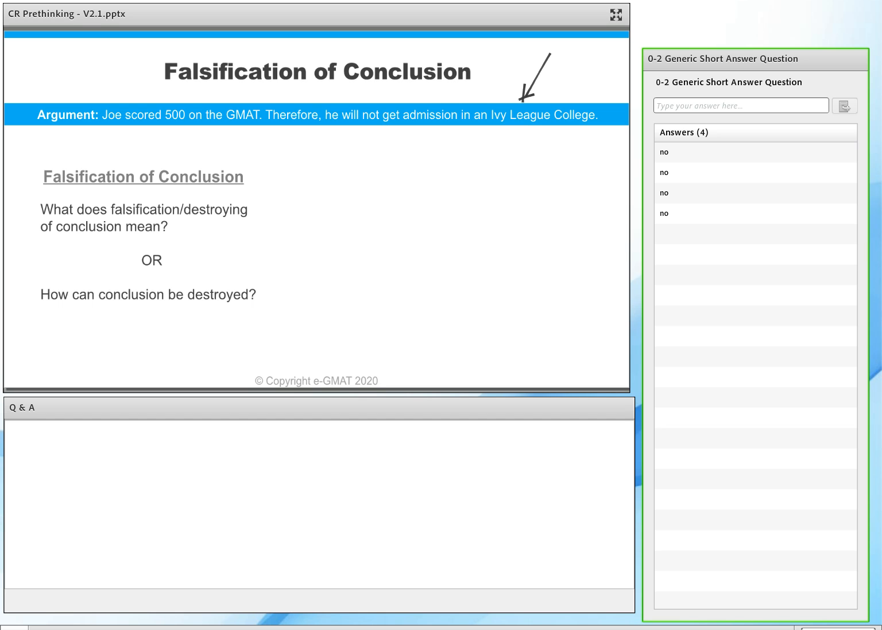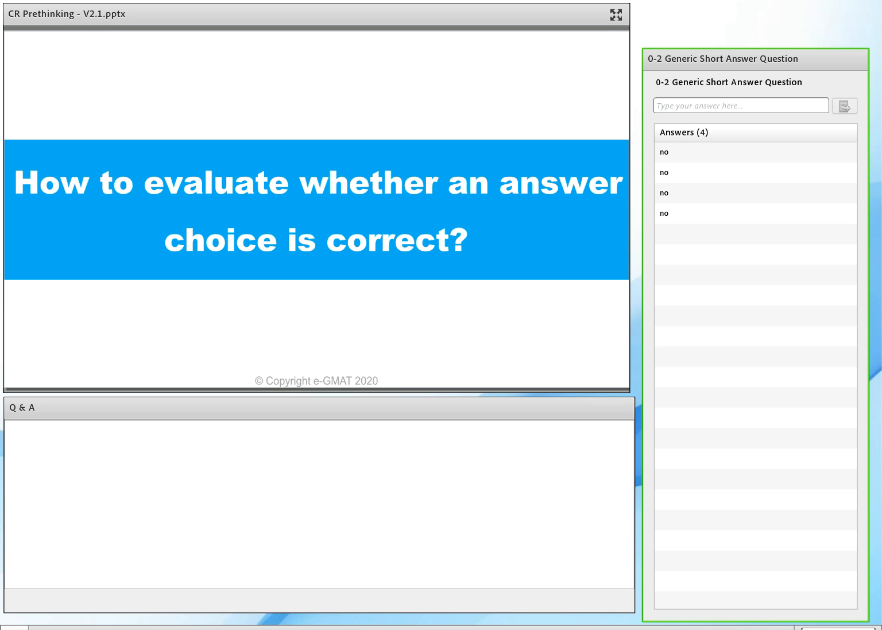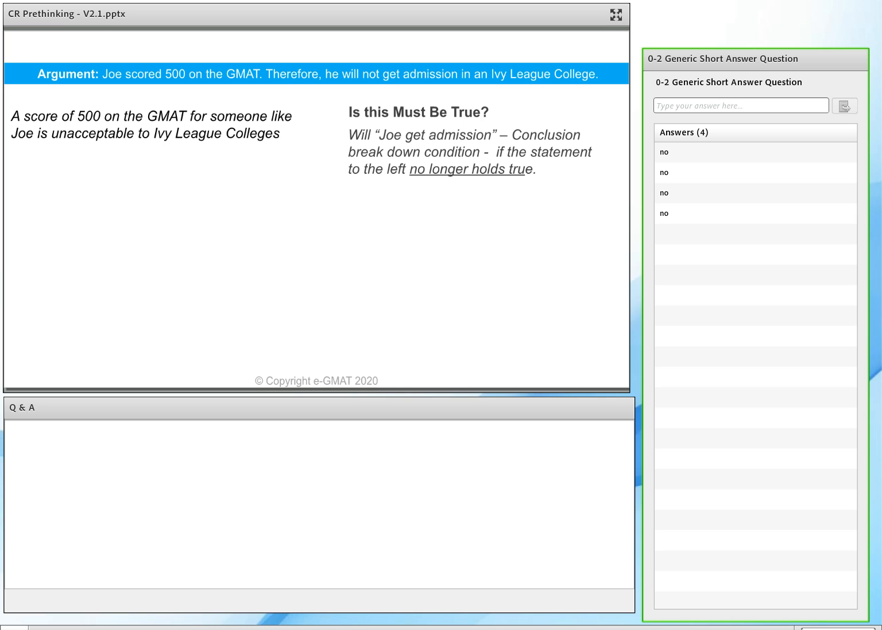All right. So let's talk about what falsifying the conclusion means. Falsifying the conclusion means that Joe gets admission despite scoring 500. If that happens, we've falsified the conclusion. We've destroyed the conclusion, or invalidated it. They're all the same things. Okay, so how do we figure out that the statement we came up with is a true assumption? What's the litmus test? This was the statement we came up with: a score of 500 on the GMAT for someone like Joe is unacceptable to Ivy League colleges. So the question we ask is, must this be true? If the statement is no longer true, will Joe get admission in an Ivy League college?